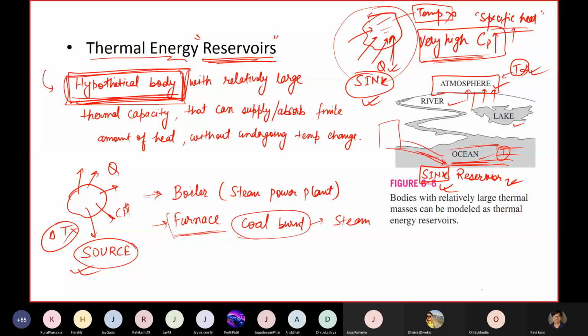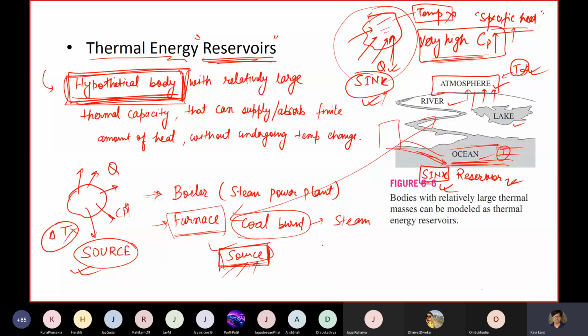Or some sort of a reservoir which nothing ends. Here ideally nothing ends. All the time you are providing heat, and in a sink every time you are taking up the heat without changing its temperature. So these are two physical examples. Another example could be the phase change materials.